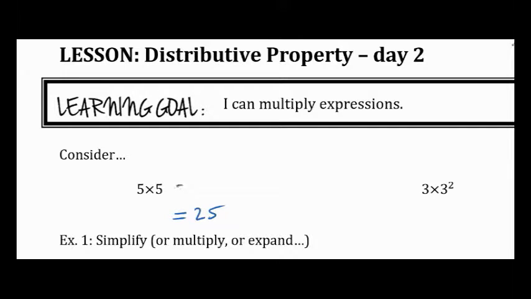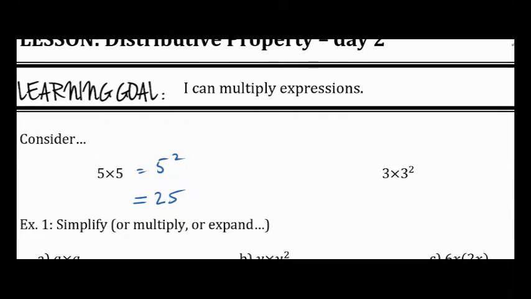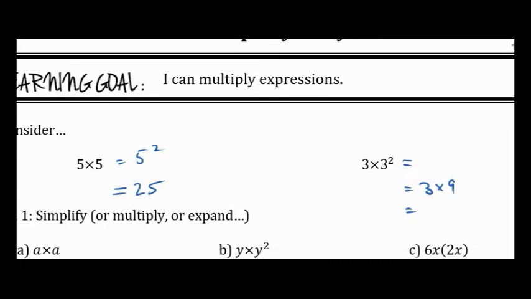Yeah, 5 squared. Right? Good. What about 3 times 3 squared? How could I rewrite that? How could I think about that? Good. 3 times 9. What else? And what is 3 times 9?